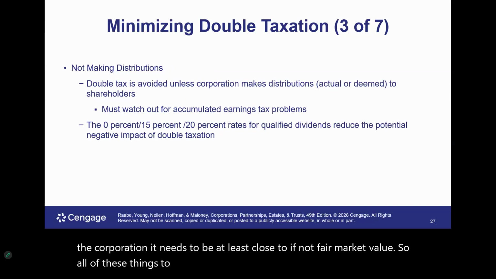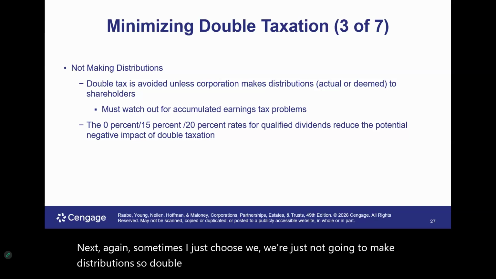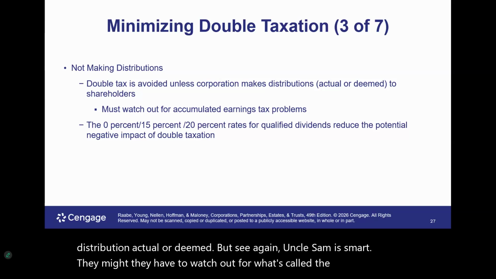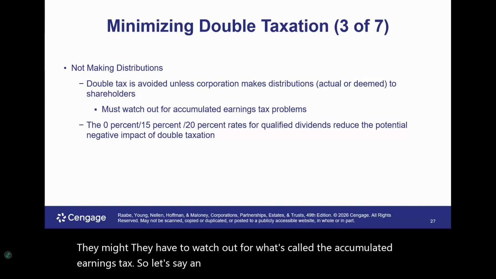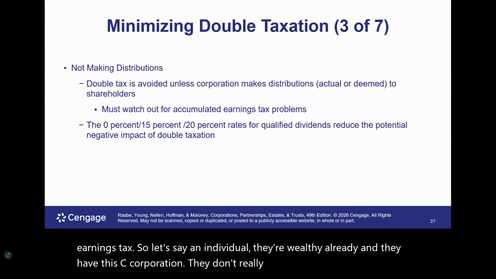Next, sometimes they just choose, we're just not going to make distributions. So double tax is avoided unless the corporation makes a distribution, actual or deemed. But Uncle Sam is smart. They have to watch out for what's called the accumulated earnings tax. So let's say an individual is wealthy already and they have this C corporation. They don't really need the extra money, right? They don't need to take any money out of the C corporation.